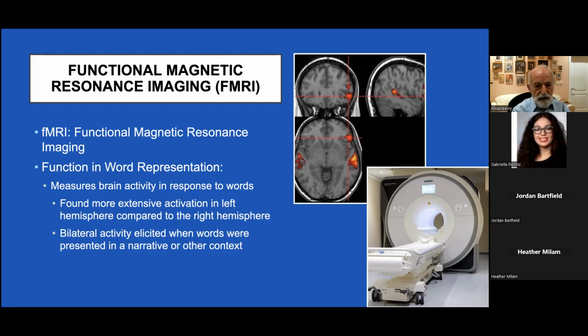And they function in word representation in response to words. They're found to have more extensive activation in the left hemisphere compared to the right hemisphere. But bilateral activity was exerted when clusters of words were presented in a narrative or other context, which tended to be more bilateral. Next slide.